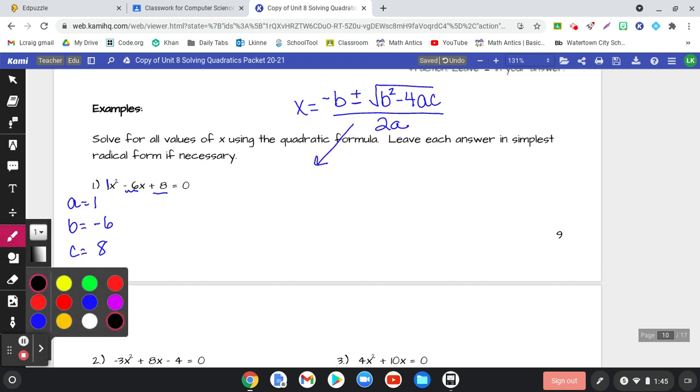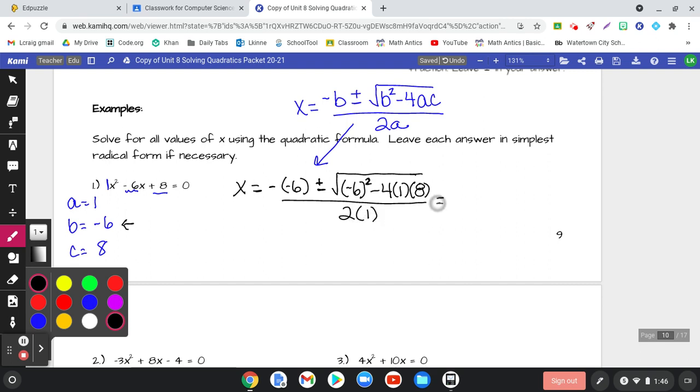Okay, so let's start. X equals, instead of negative b, it's going to be negative 6, which ends up being positive 6, but we'll deal with that in a minute because b is already negative, plus or minus the square root of b squared. B is negative 6, parentheses around your negatives, squared, and then minus 4 times a, which is 1, times c, which is 8. And then the whole thing's over 2 times a, 2 times 1.